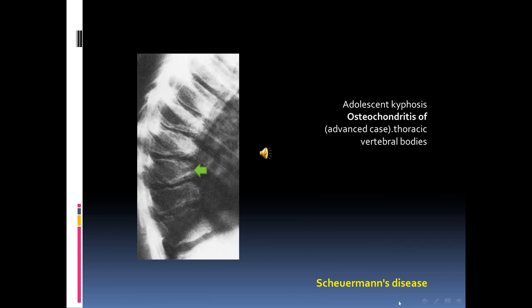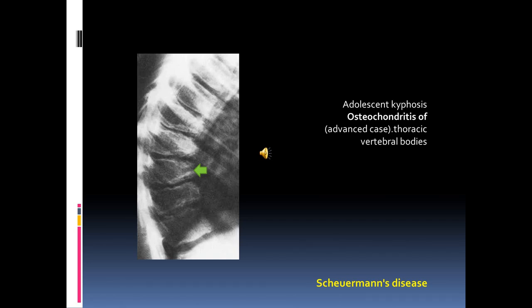Avascular necrosis can also affect the vertebral body. As you can see in these multiple thoracic vertebral bodies, there is abnormal shape because there is no rectangular shape of the vertebra. Instead, there is anterior wedging, meaning an anterior triangular shape of the vertebra.